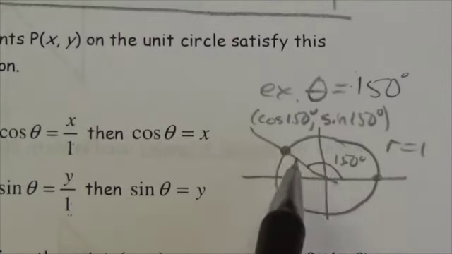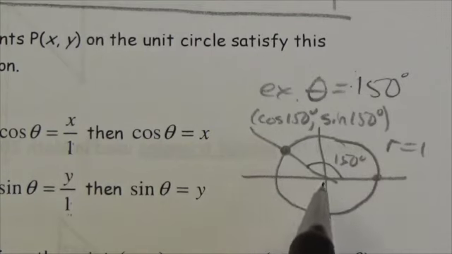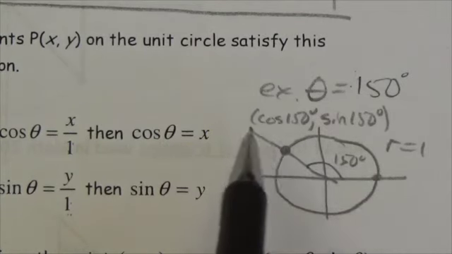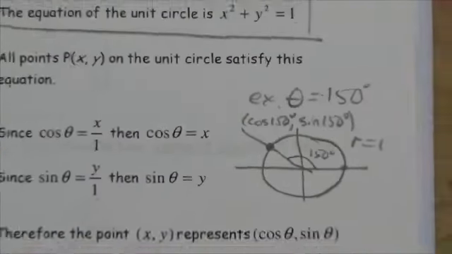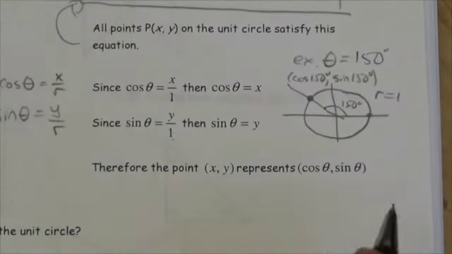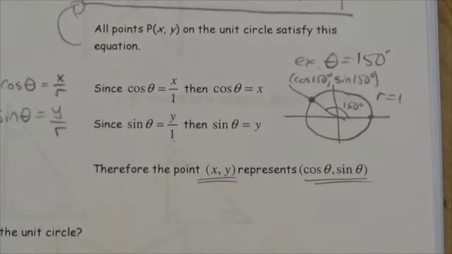So it doesn't matter what the angle is. The coordinates along the unit circle that the terminal arm goes through will be the cosine of that angle and the sine of that angle. That is what's really special about the unit circle, and that's summed up in this point right now. Therefore, the point (x, y) represents those coordinates: cosine of theta, sine of theta.